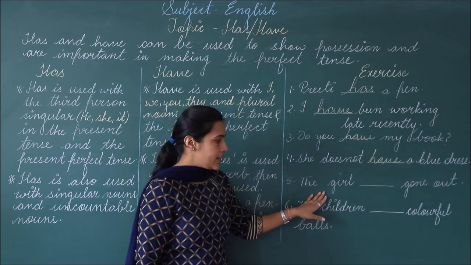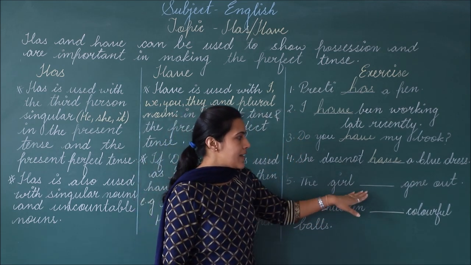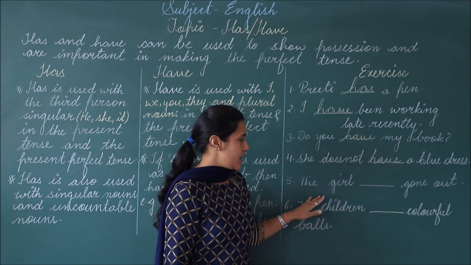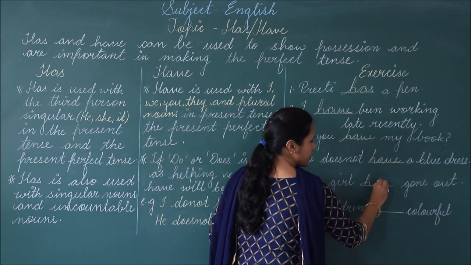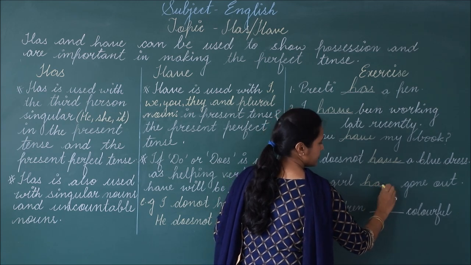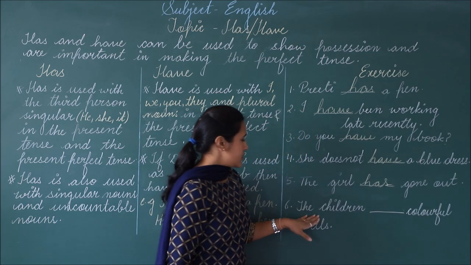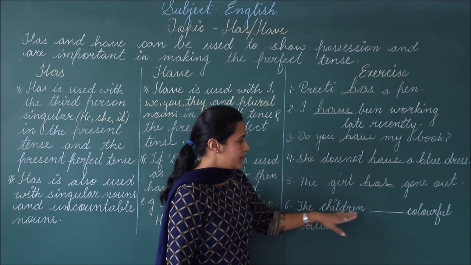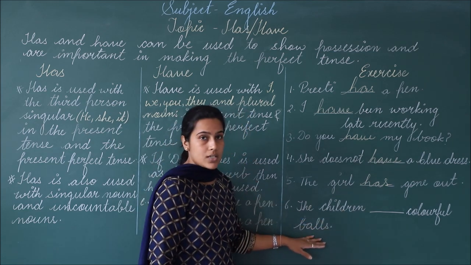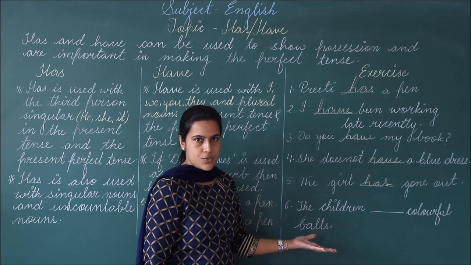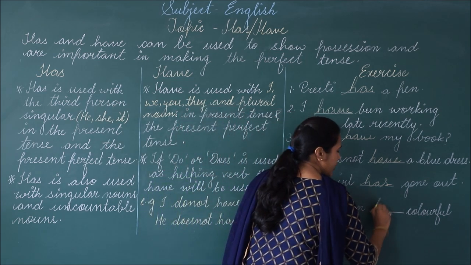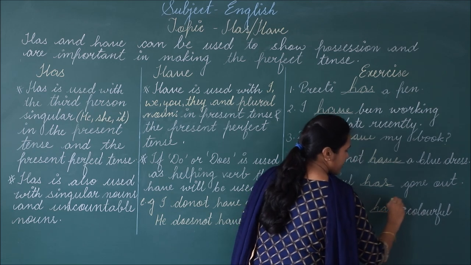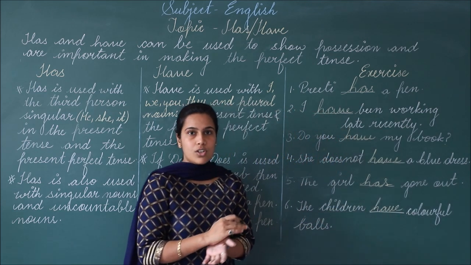Then the next example, the girl dash gone out. Over here my subject is singular, so I will use has. Sixth one, the children dash colorful balls. Now children is plural subject, so with plural subject we use have, so I will use have over here. I hope you have understood all this.